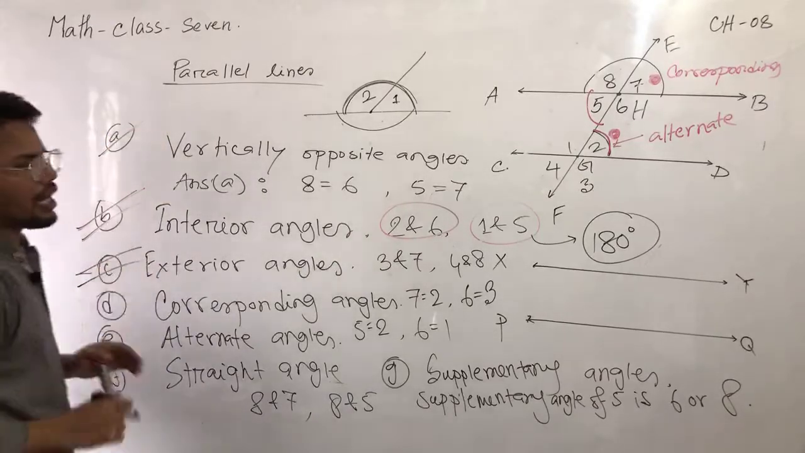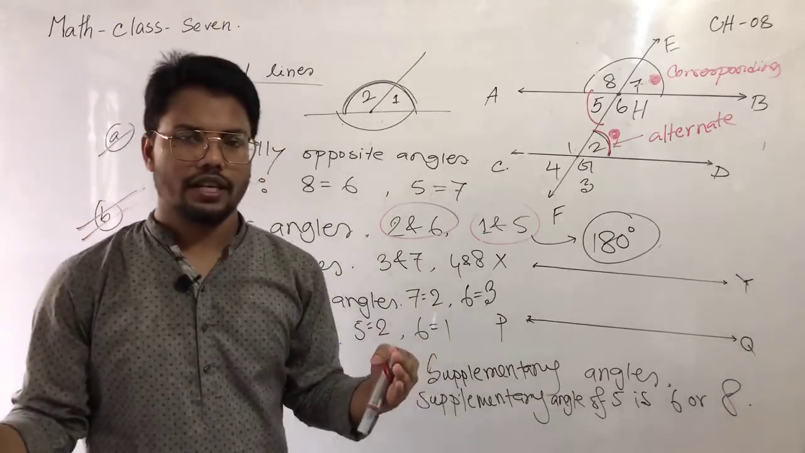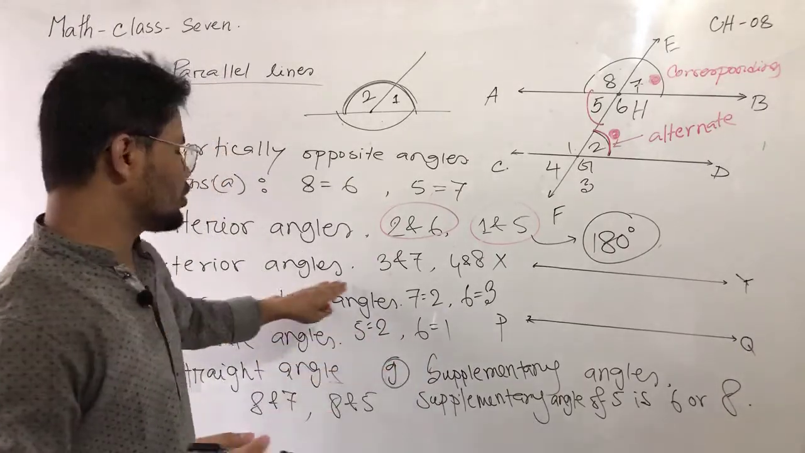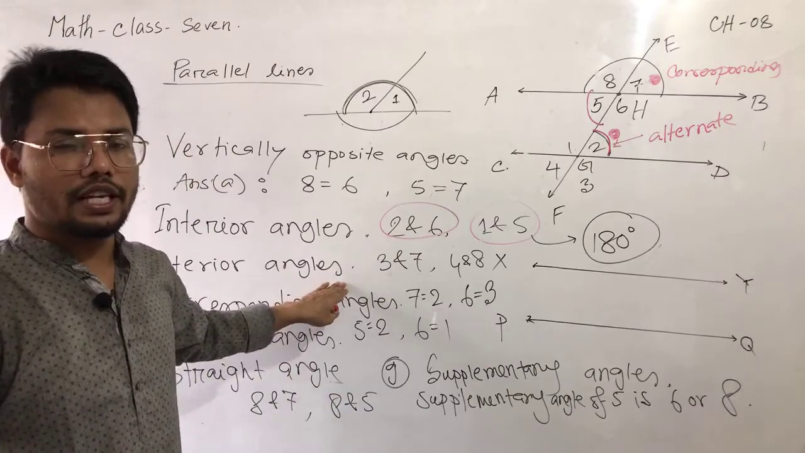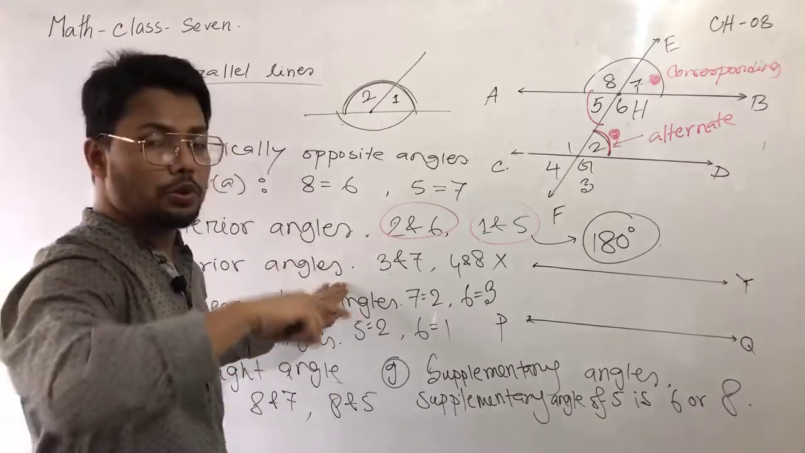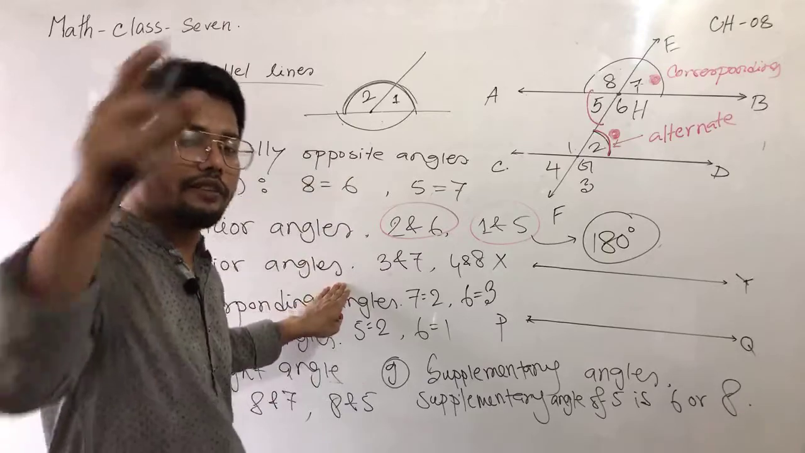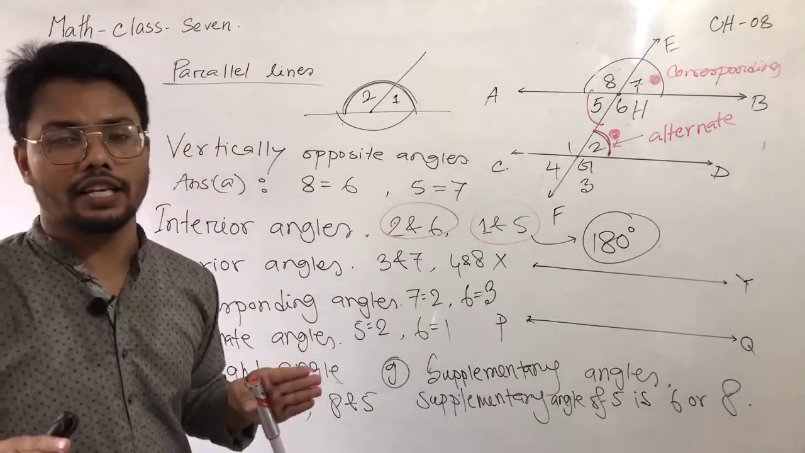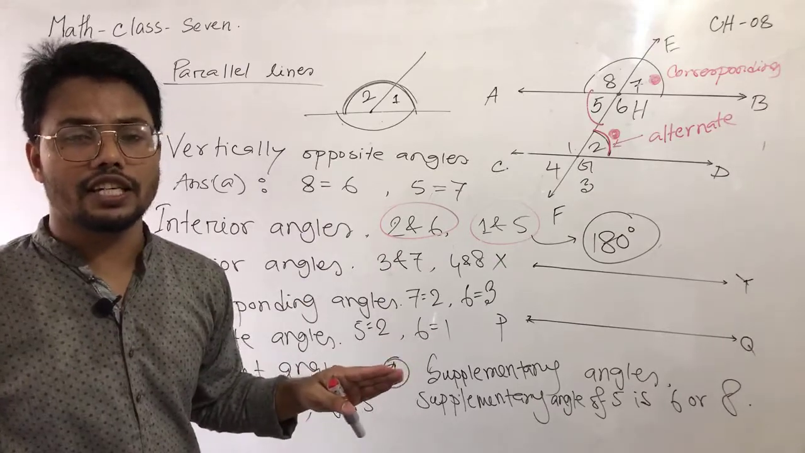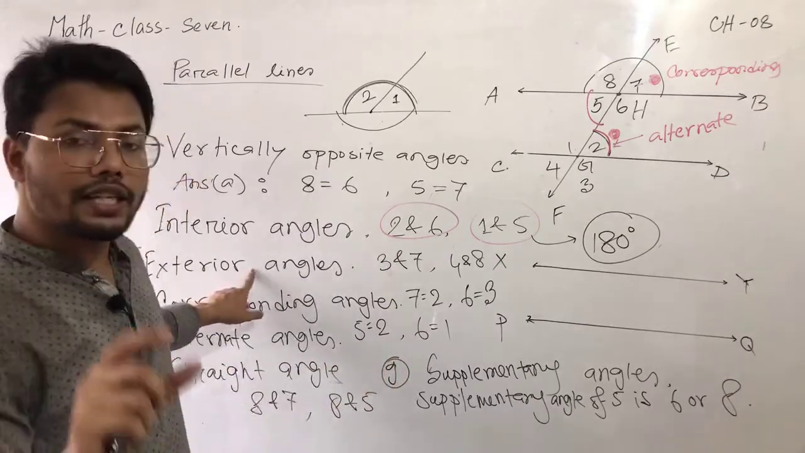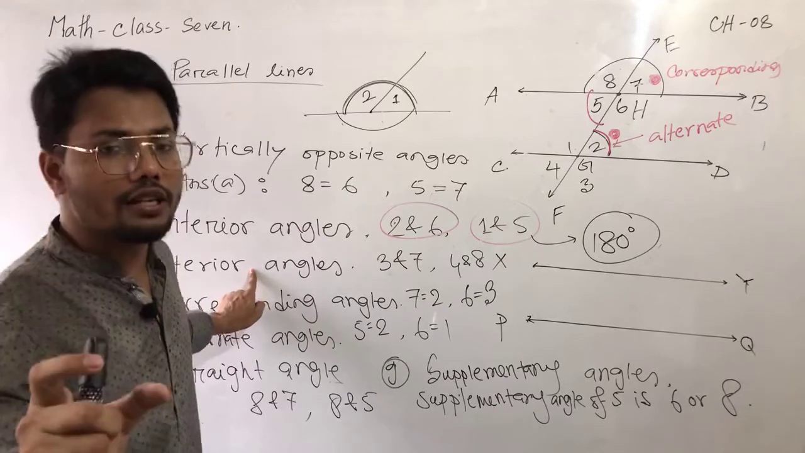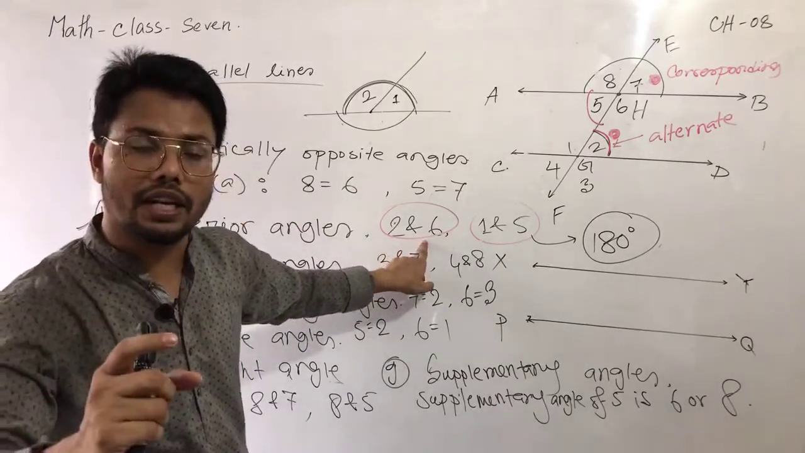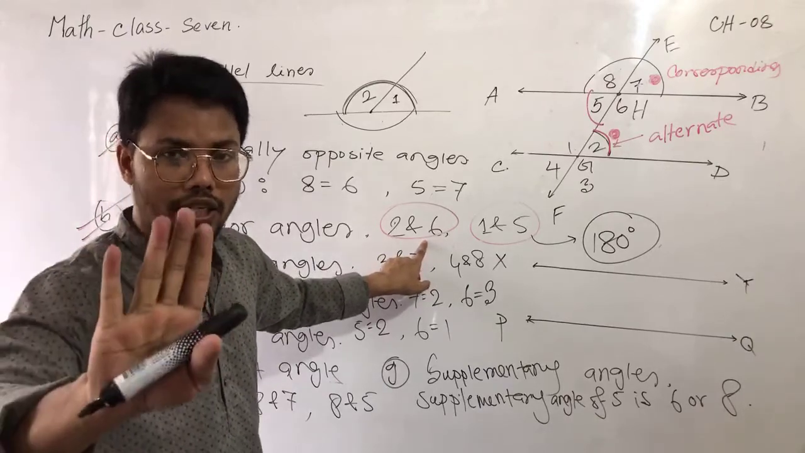And now the exterior angles outside the parallel lines. They may be equal, they may not be equal. It's not our headache. There is no relation between them. To make a relation, we have to follow the steps: corresponding, alternate, vertically opposite. Then you can make a relation between exterior angles, but directly you will not get a relation between them. You will only get a relation between the interior angles. The sum of two interior angles in parallel lines is 180 degrees. Is it clear to you?